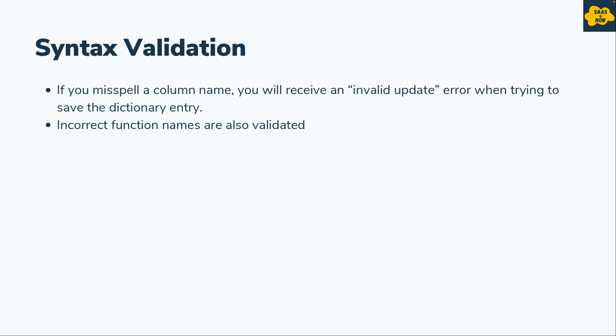Formula Builder also validates syntax. If you misspell a column name, you will receive an invalid update error when trying to save the dictionary entry. It also checks for incorrect function names used in the formula field.